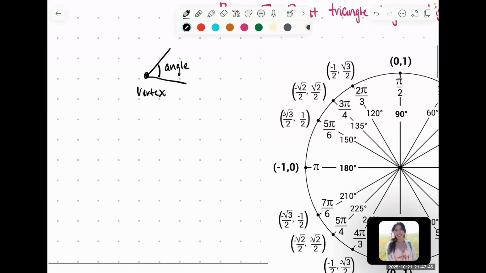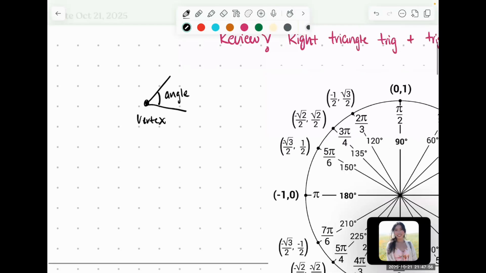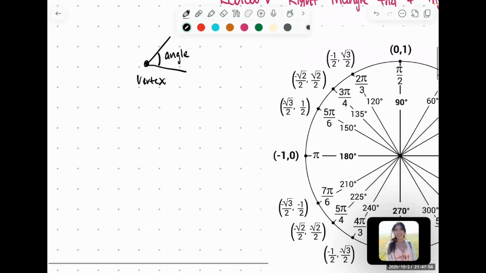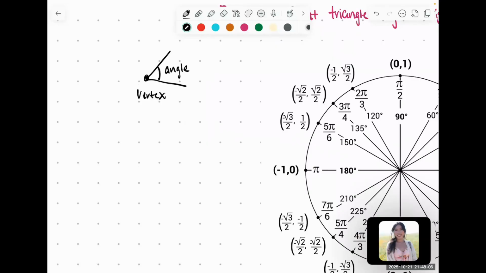Now, what we learn in math is that there are two ways to distinguish this. The first way is called radians, and the second way is called degrees. Just ignore this unit circle, by the way. The first few problems we're going to do are to convert degrees to radians and radians to degrees. So I'm just going to erase this.